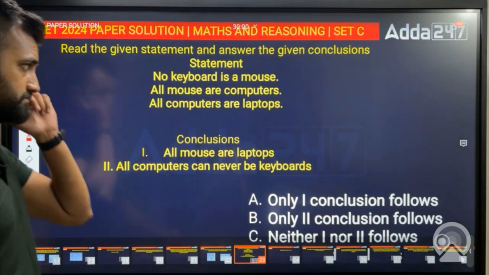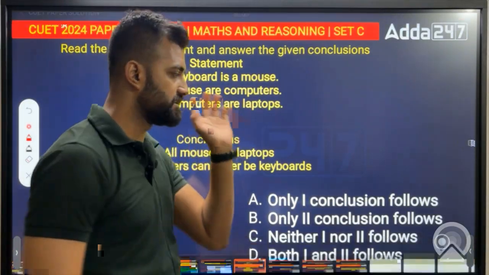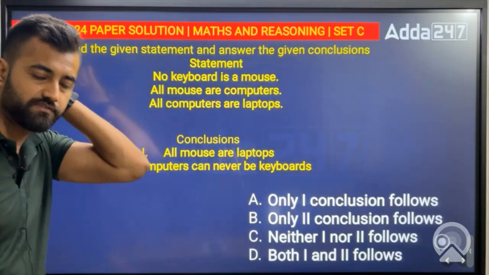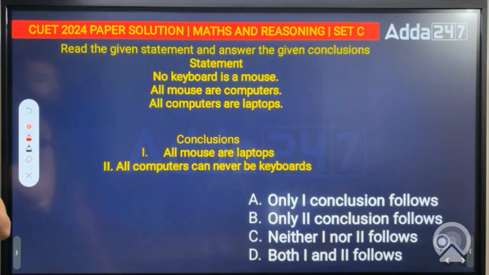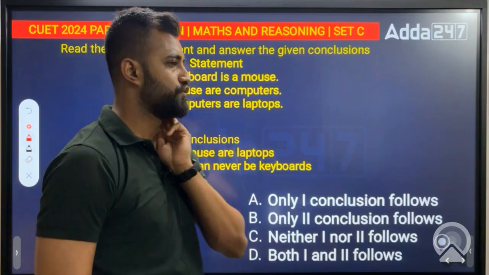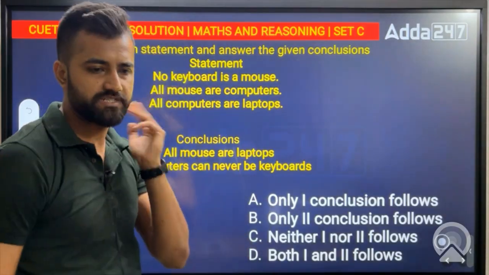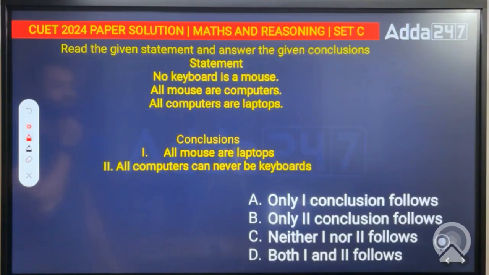Okay, syllogism now. Yes, we haven't done this particular topic for you. It's very important actually. One question is compulsory from this topic also. So let me try to make you understand this particular thing. Okay, let's understand this.